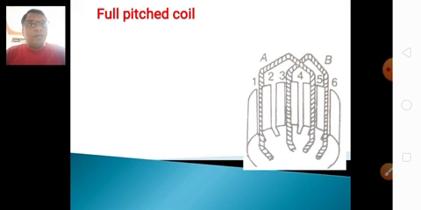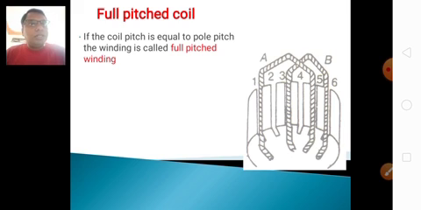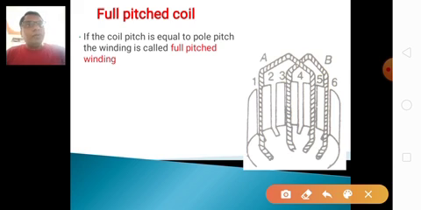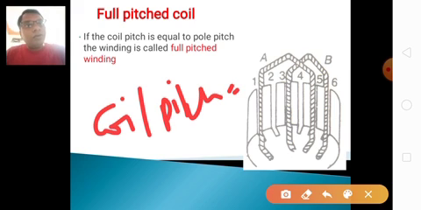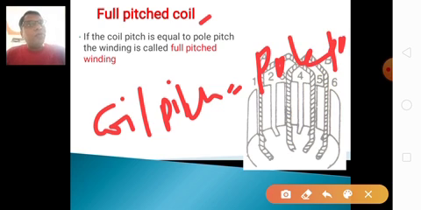Full pitch coil: when the coil pitch is equal to the pole pitch, the winding is called full pitch winding. Here, what is the coil pitch? 5 minus 1, that is equal to 4, which is equal to the pole pitch. If the coil pitch is equal to the pole pitch, that is known as a full pitched coil.